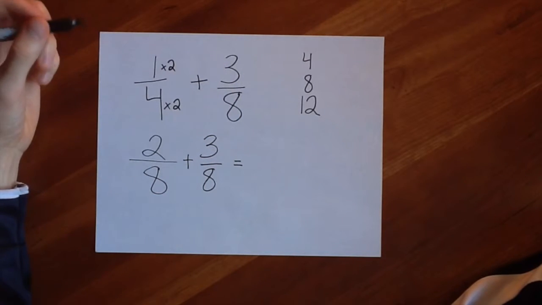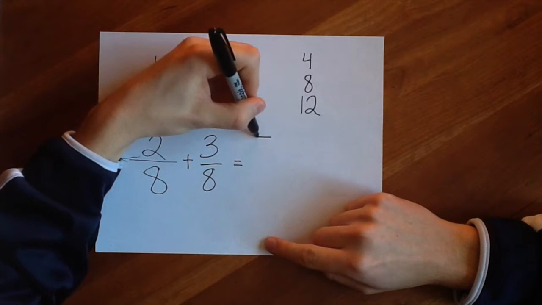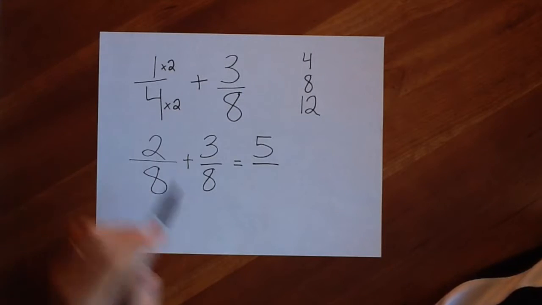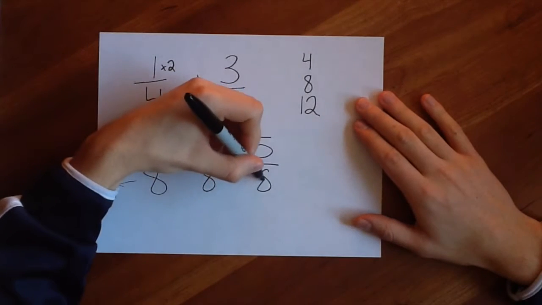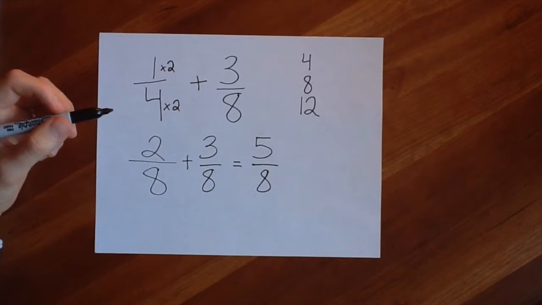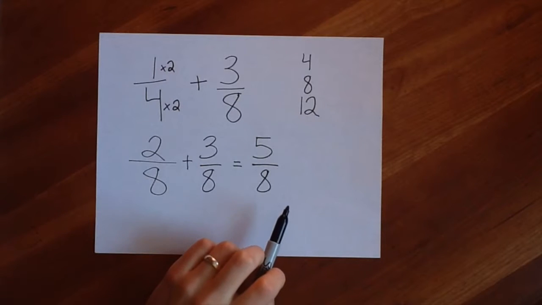When adding fractions, you add the top numbers, the numerators. 2 plus 3 is 5. While the denominators stay the same, so we carry the 8 over here. Our answer is 5/8. Can we reduce? No, since neither share a factor.